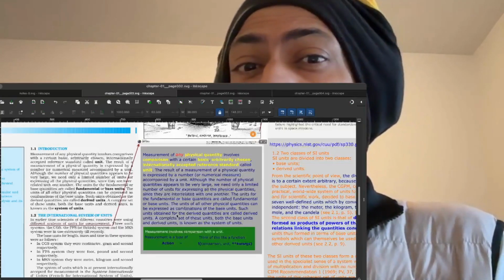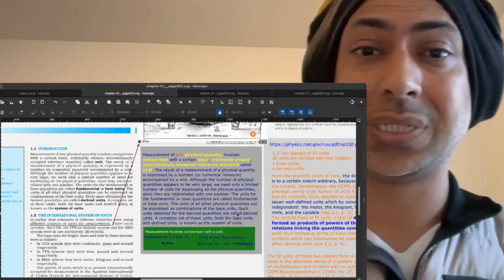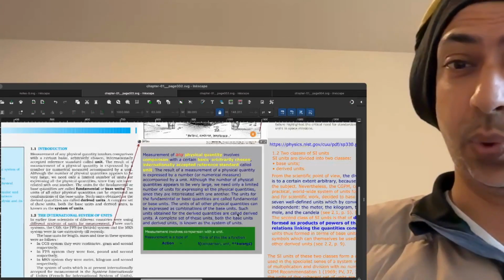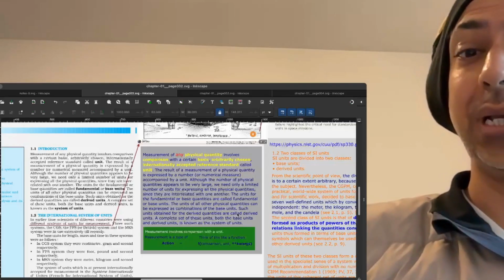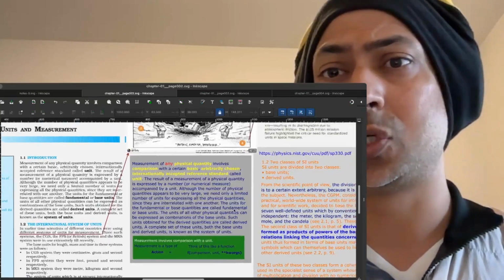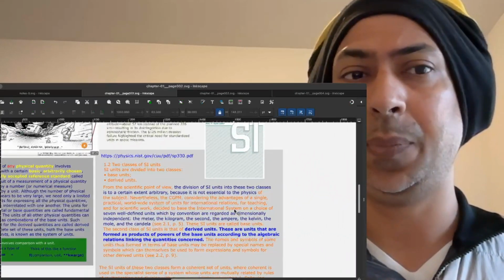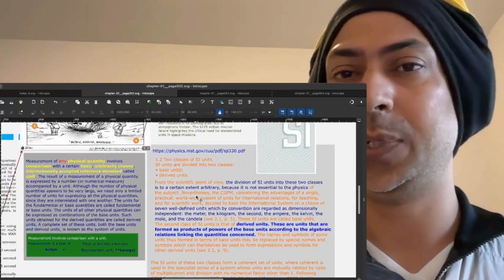Such units obtained for the derived quantities are called derived units. A complete set of these units, both the base units and derived units, is known as the system of units. Well understood. So now let's move on. Let's take a look at the actual paper where this information is picked from.